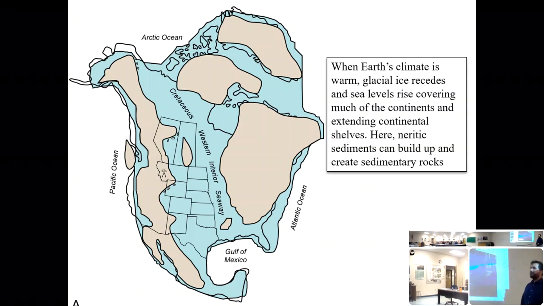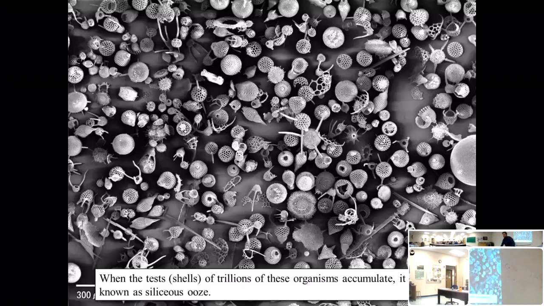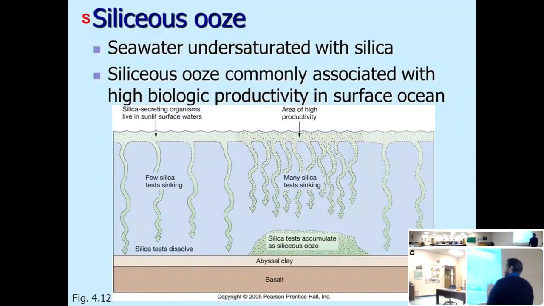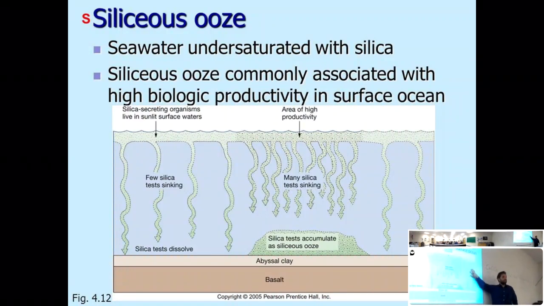Oh, I don't have that, sorry. Whoops. Oh gosh, I screwed this up. I thought I had a slide showing this a little bit better. So the reason this doesn't accumulate is because silica naturally dissolves in the water, especially high pressure waters. But if there's so much silica, the water will become saturated with it and then it can accumulate. But in places with not much silica, it dissolves into the water, okay?